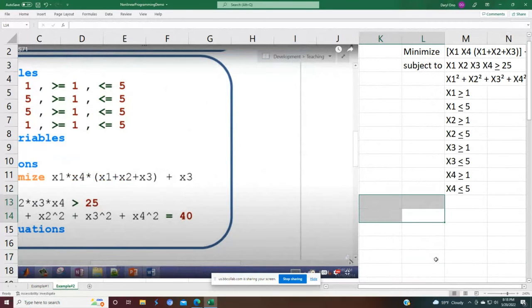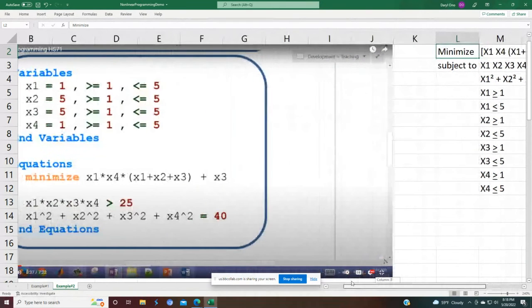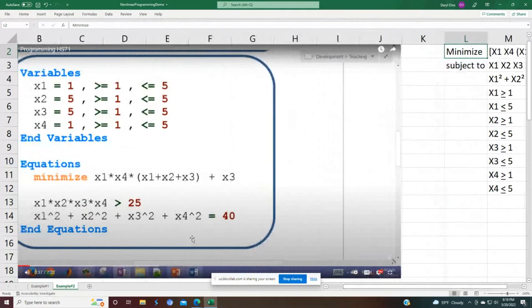And you can see that here. I type this in: minimize x1 times x4 times left parentheses x1 plus x2 plus x3 right parentheses plus x3. That's the objective function. Constraint number 1, x1 times x2 times x3 times x4 is greater than or equal to 25.